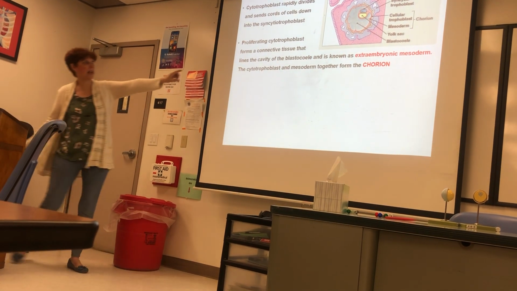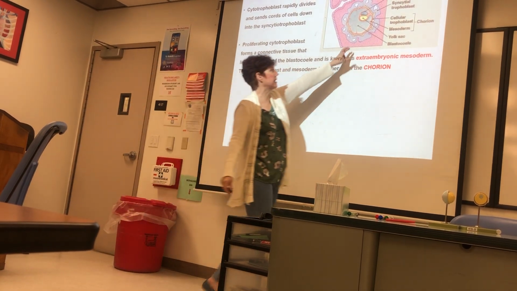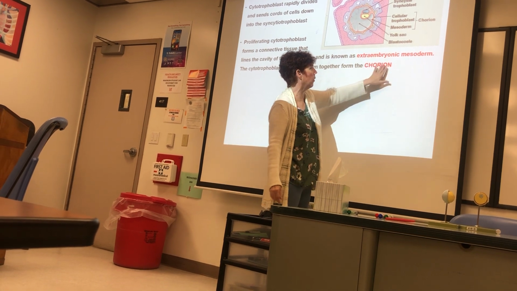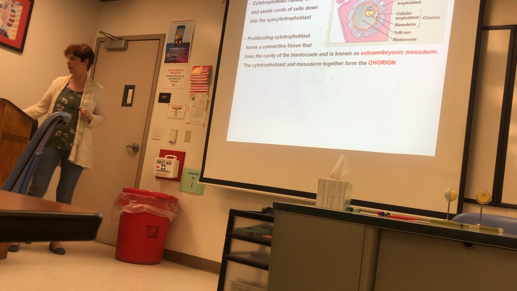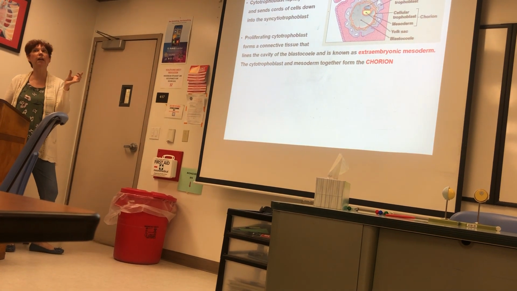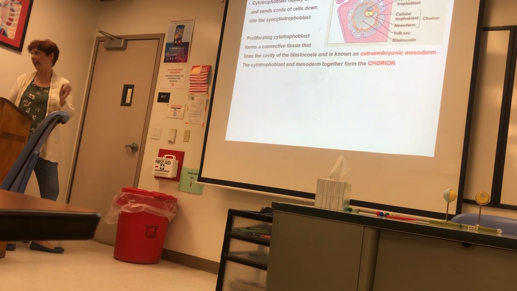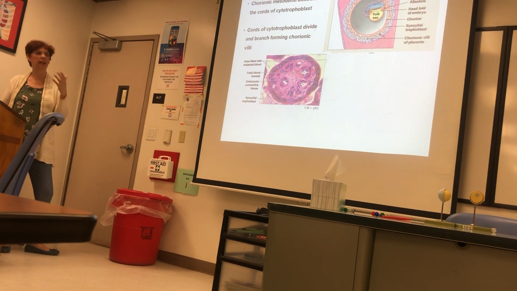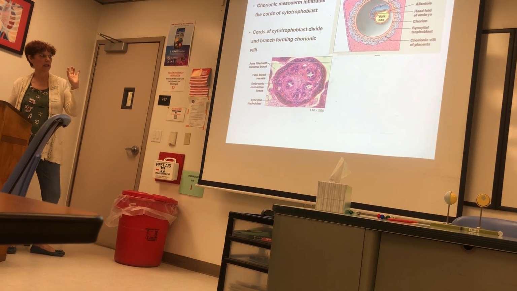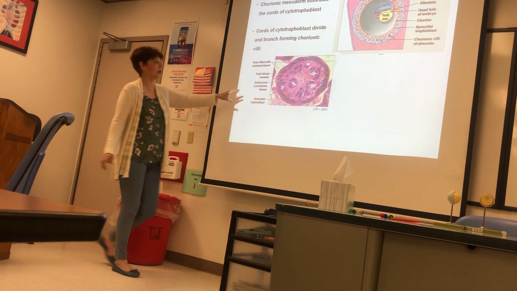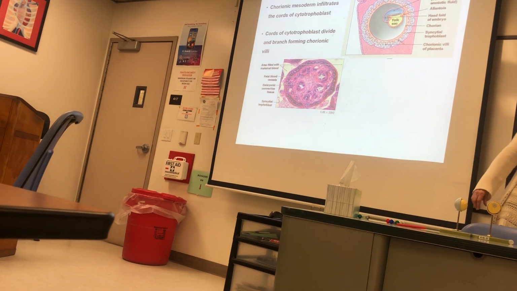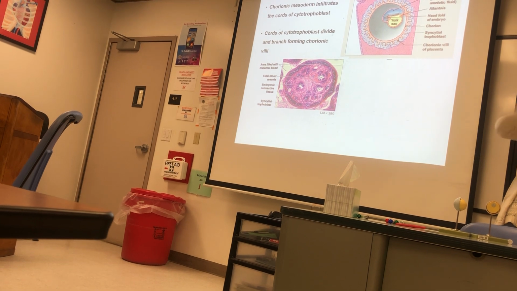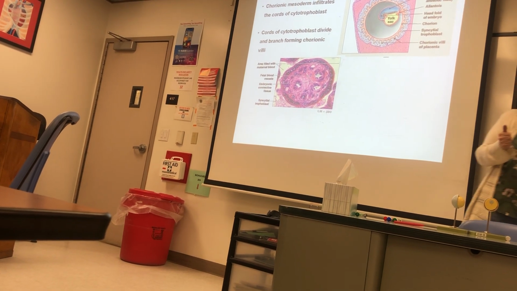All right, so there's the extra-embryonic mesoderm that's going to come down in here and form the core. And that, along with the syncytial trophoblast, is our fetal. So anytime you see chorion, I want you to think fetal, okay? And anytime you see decidua, I want you to think maternal. So this is actually a term villus. This is one of the tiny, tiny, tiny little branches. This multiplies over and over and divides again and again and again, all right?